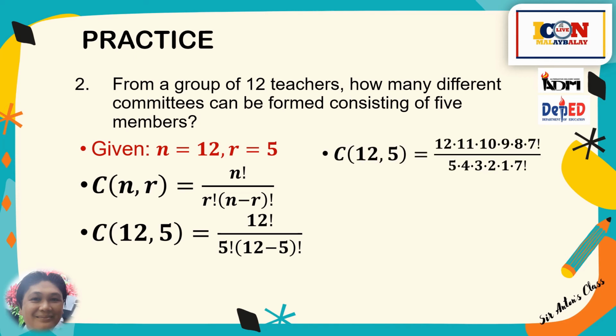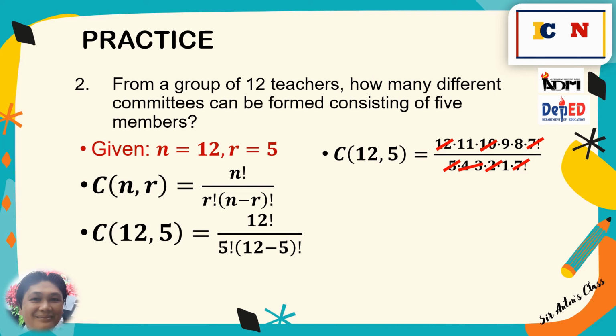Simplifying. Okay, so we have 12 factorial is 12 times 11 times 10 times 9 times 8 times 7 factorial. Our 5 factorial is 5 times 4 times 3 times 2 times 1. Copy 7 factorial from 12 minus 5. Then we can divide 7 factorial divided by 7 factorial, that's 1. 12 divided by 4 times 3, that's 1. 10 divided by 5 times 2, okay, that's 1.